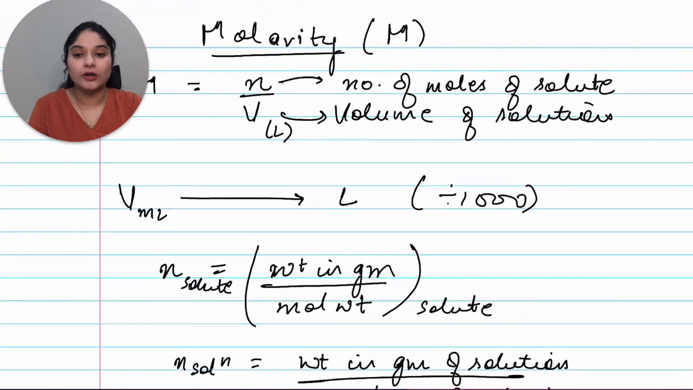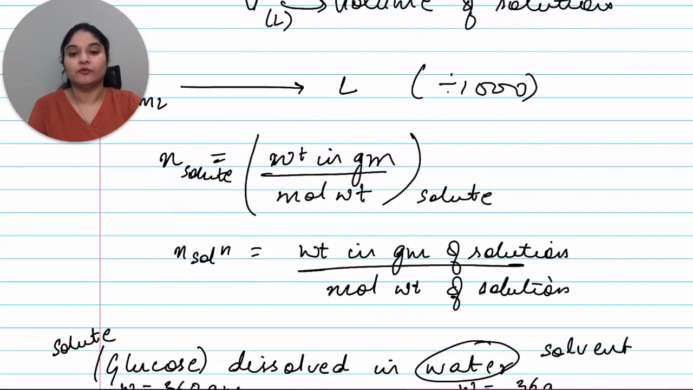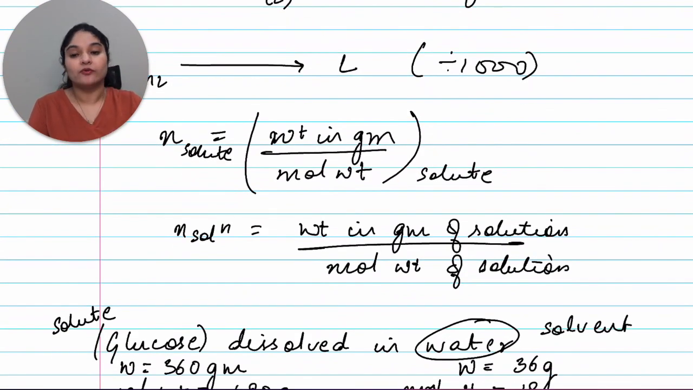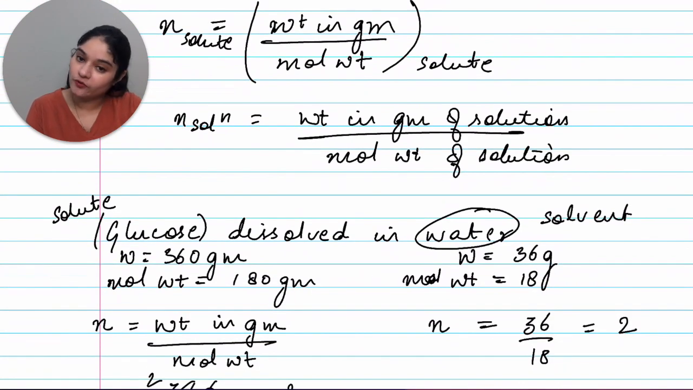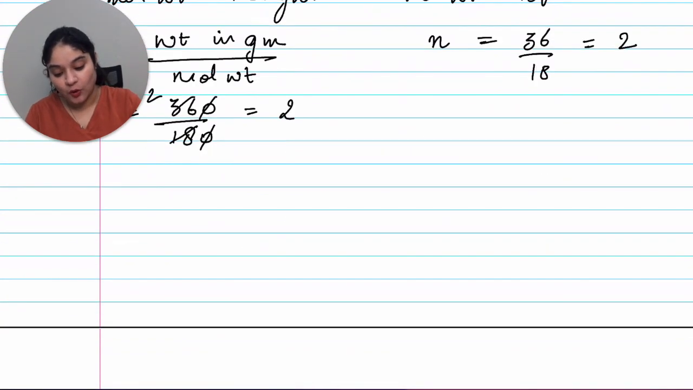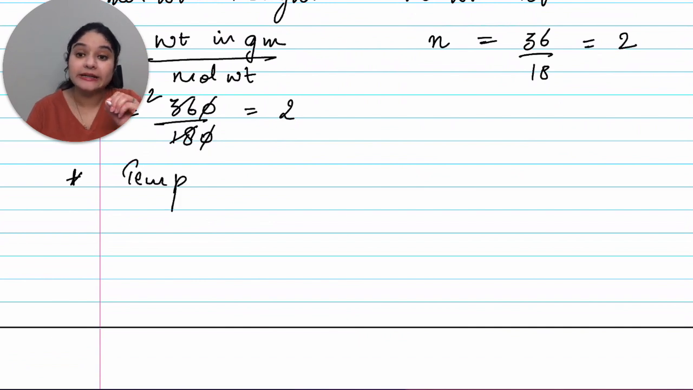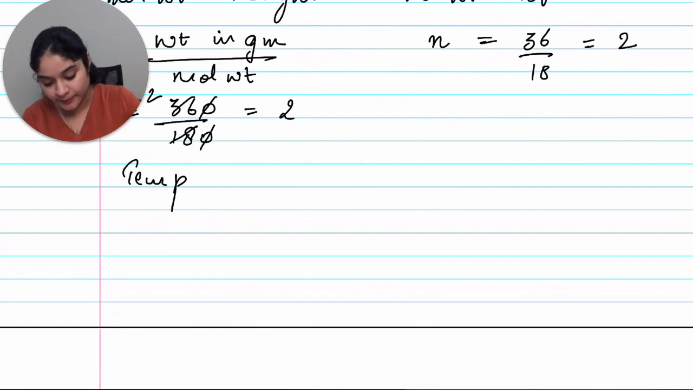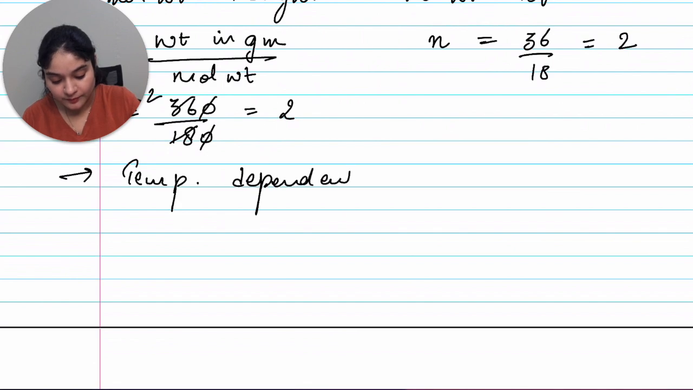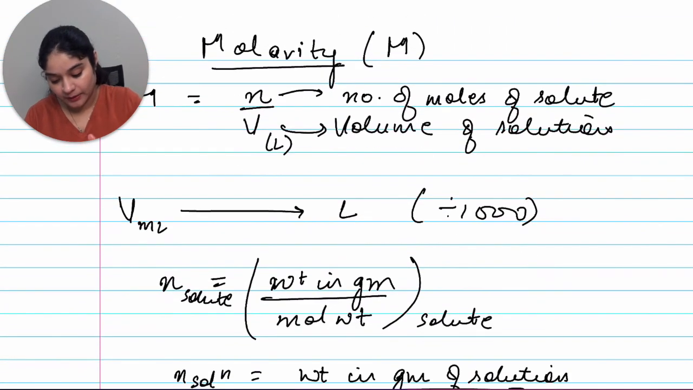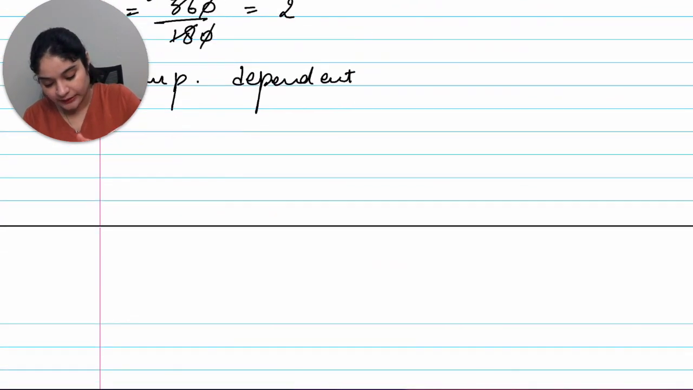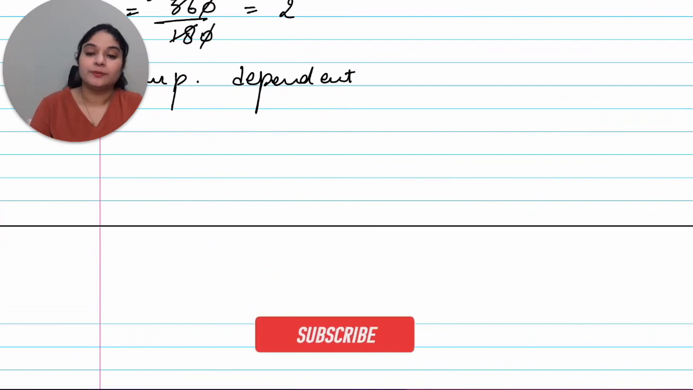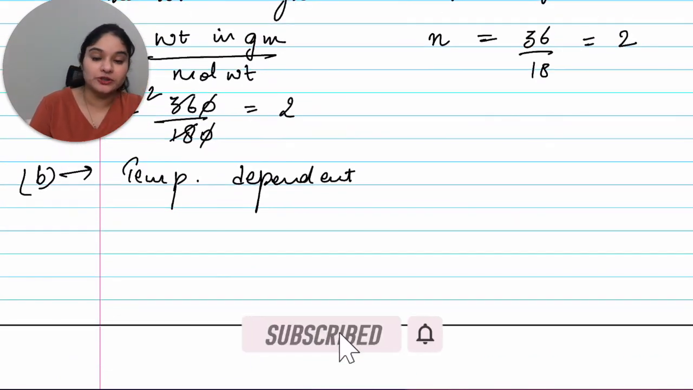So we talked about the formula for molarity. We talked about its conversion to liters. We talked about the formula for number of moles. And after that, we also talked about the temperature. So, molarity is temperature dependent. Let's name them a bit. Let's start with the formula, it's A. Then let's say the temperature part is B. Okay. So molarity is temperature dependent.